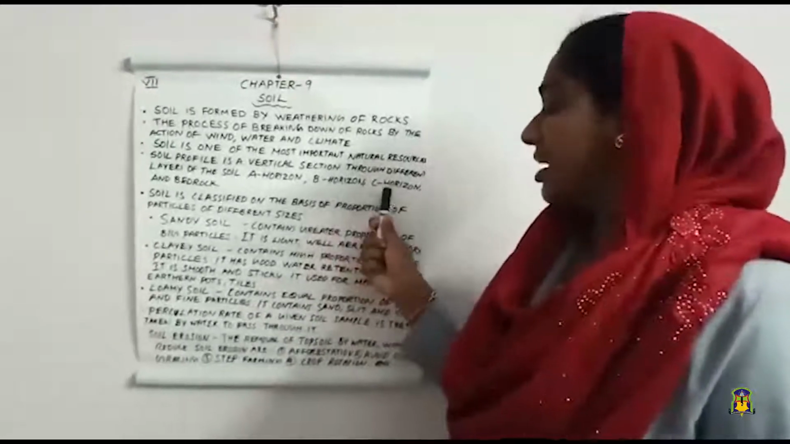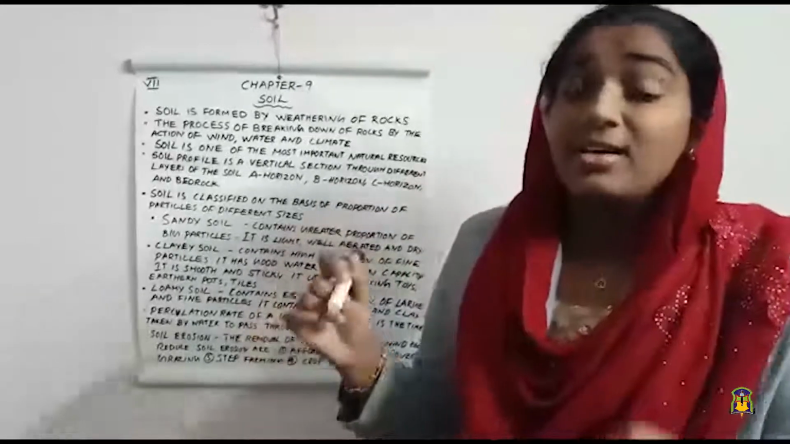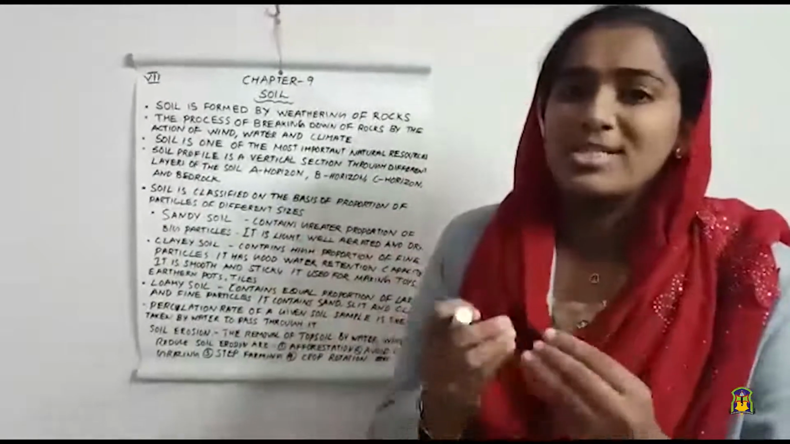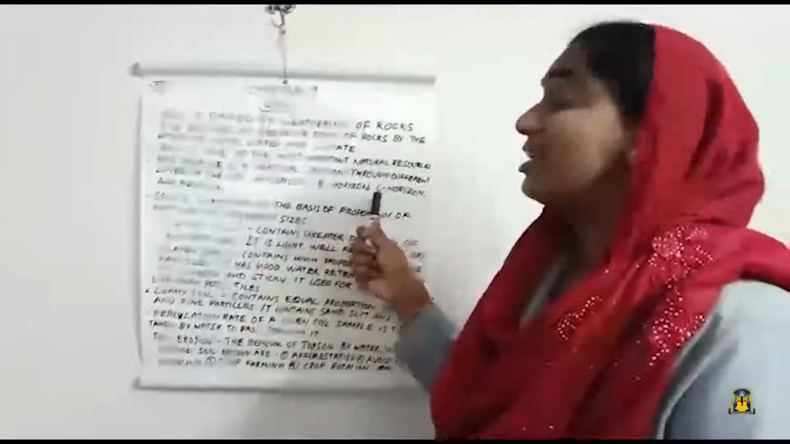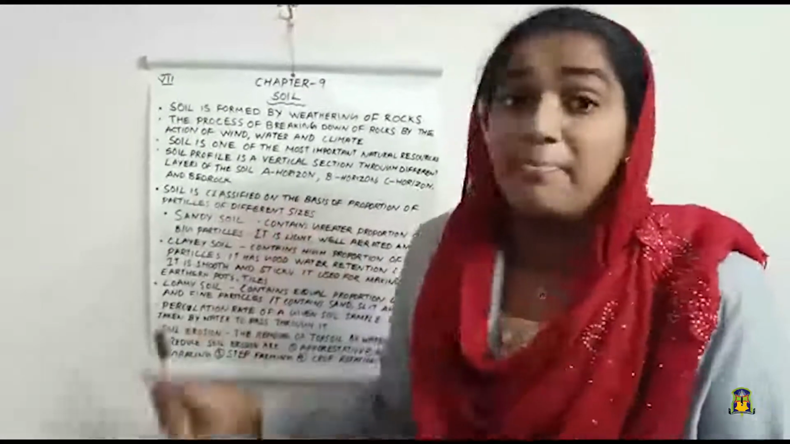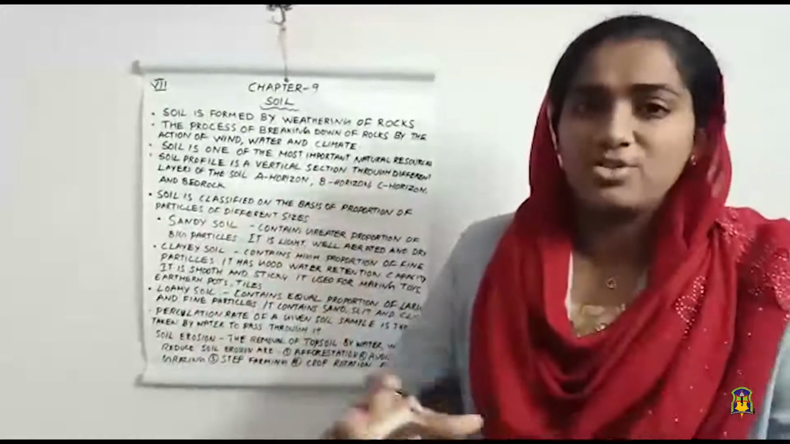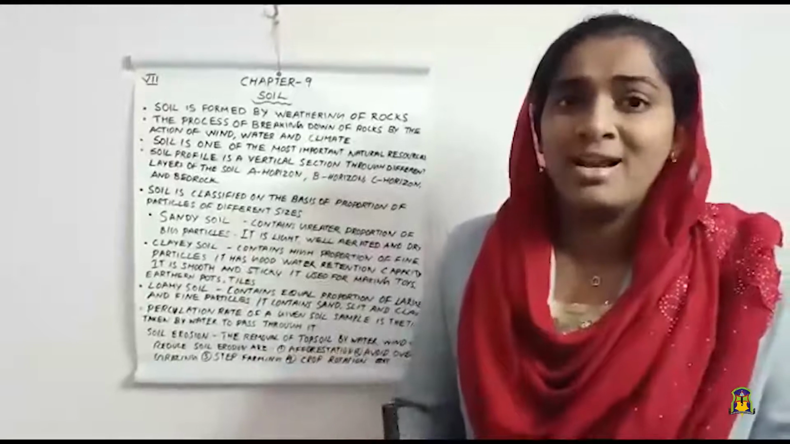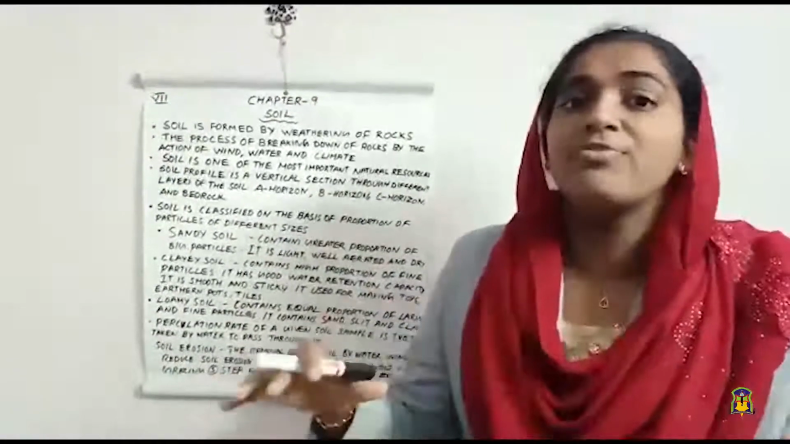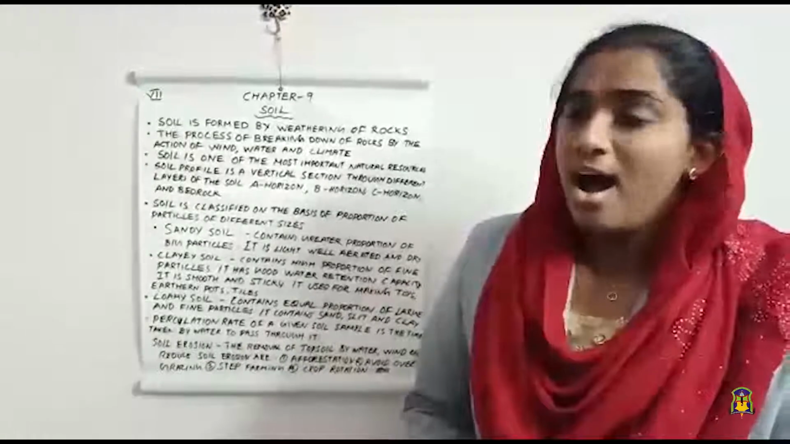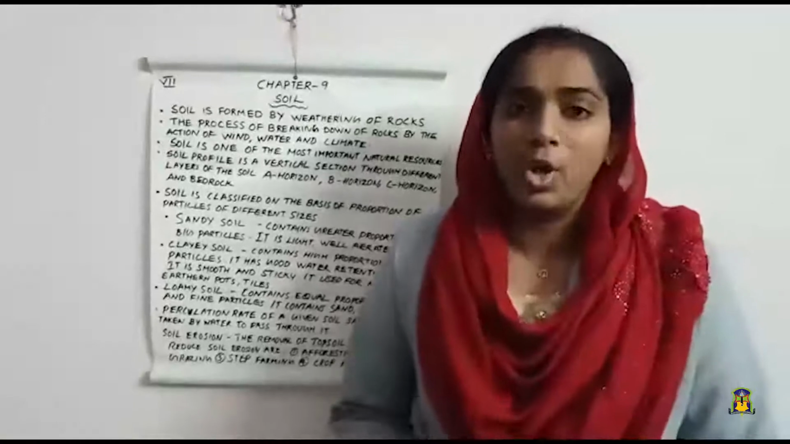And the next layer is C horizon, the third layer. We can find small rocks, lumps of rock pieces and stones in this layer. Last one, bedrock. What is bedrock? From the name itself, it is full of rocks. It's very hard and very difficult to dig.